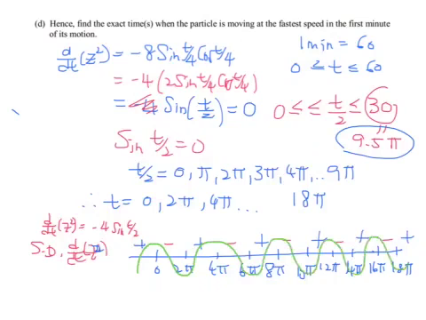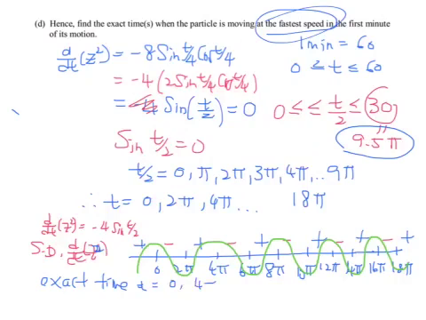From the sign diagram we're able to see the exact times where the maximum speed, or fastest speed, occurs. The fastest speed will be when t equals 0, 4 pi, 8 pi, 12 pi, and finally 16 pi.